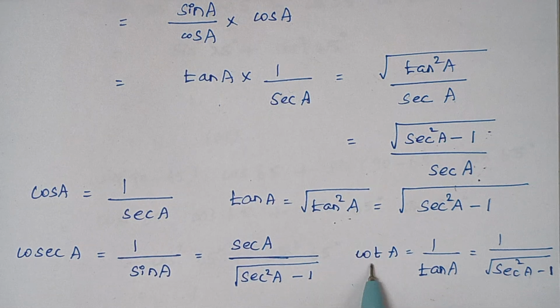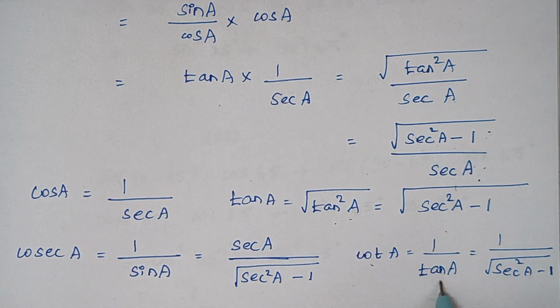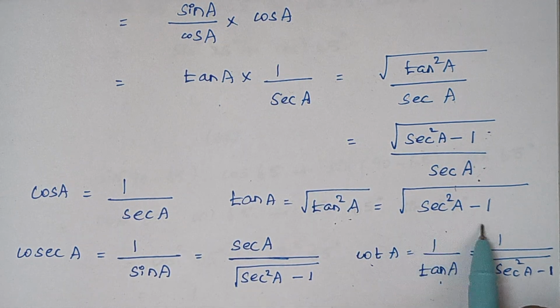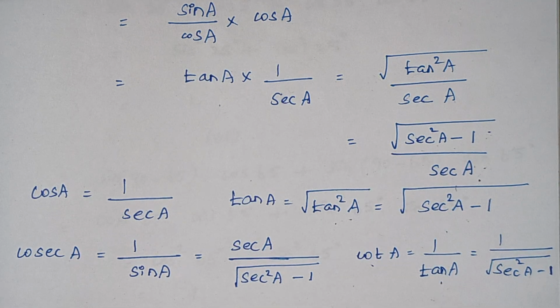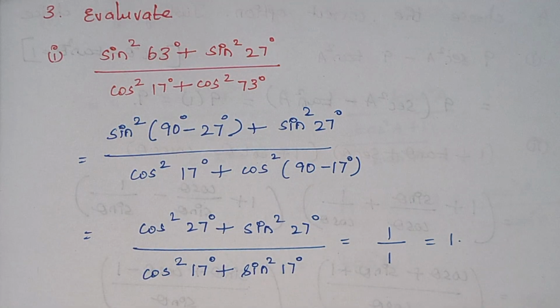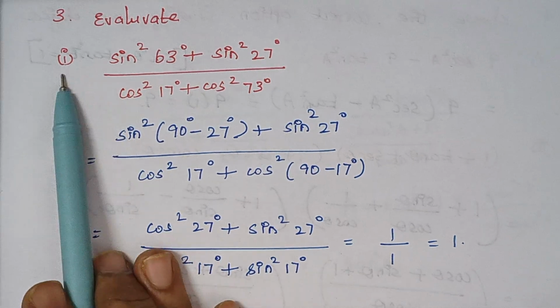So here cot A is nothing but the reciprocal of tan A, right? We had framed an expression for tan A, so just take the reciprocal. So finally we have expressed all the trigonometric ratios in terms of secant. Now our third problem: evaluate, first option.